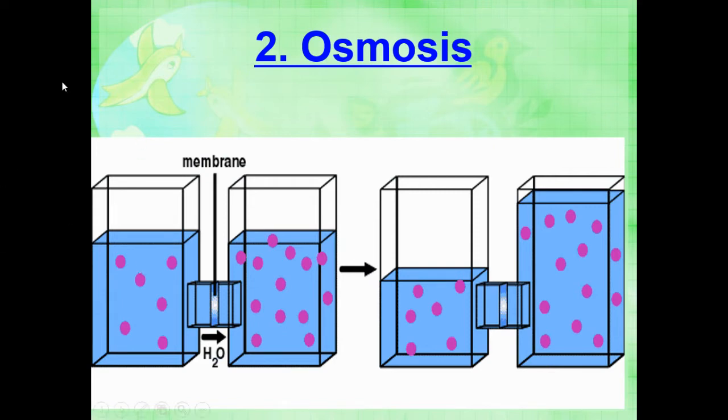So on the left side here, we don't have as many purple dots as we have on the right side. And the water recognizes that there's a lot more purple dots on this side, so that's why it is moving through the membrane and it looks uneven, but in actuality, it's creating the same amount of space around these molecules as there is around the molecules on the left side.